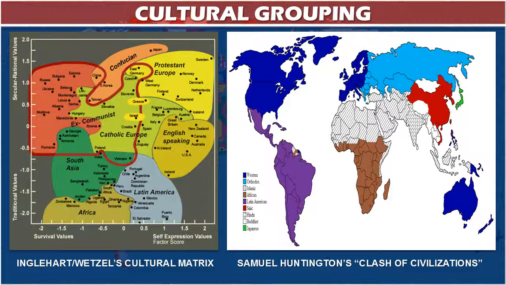But another way to look at it, that's often common, is to group them by ideology or culture. And these are two of the more famous ones. One is by Ronald Inglehart and Christian Welzel of the University of Michigan, and Samuel Huntington, formerly of Harvard University. The one on the left uses public opinion surveys to classify countries.